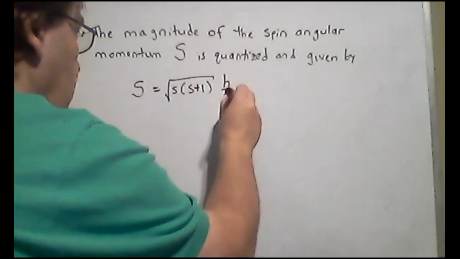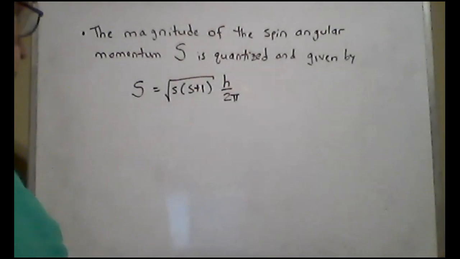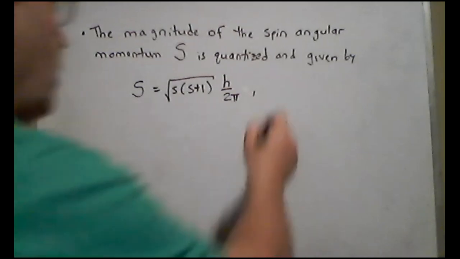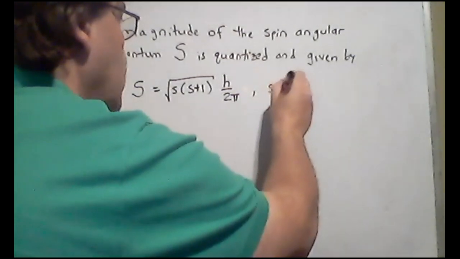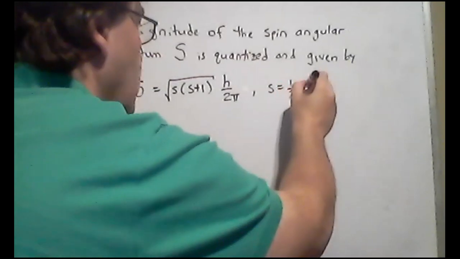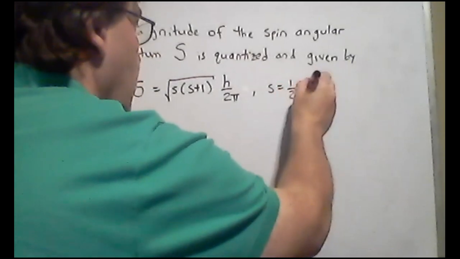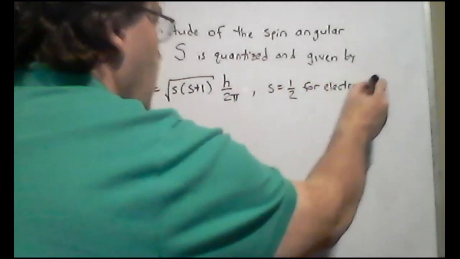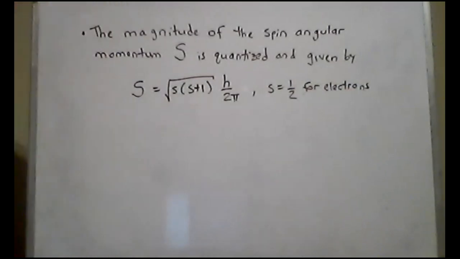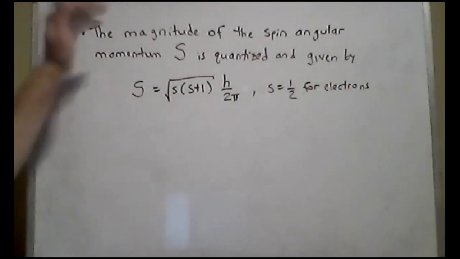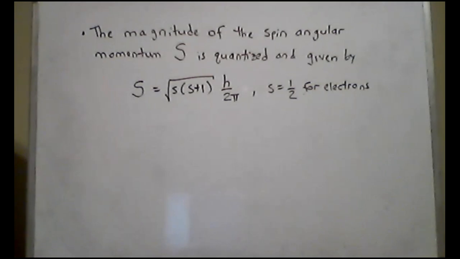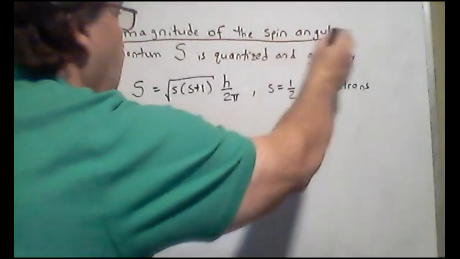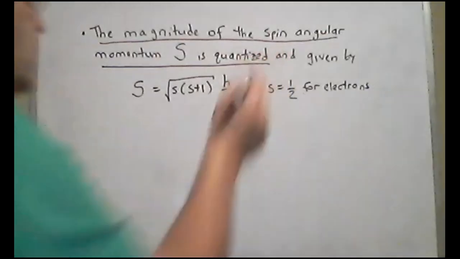It looks very similar to the angular momentum. Again, unlike the angular momentum, which can take on various values of little l, little s is 1/2 for electrons. That's it. So that's one thing. The magnitude of the spin angular momentum, big S, is quantized.